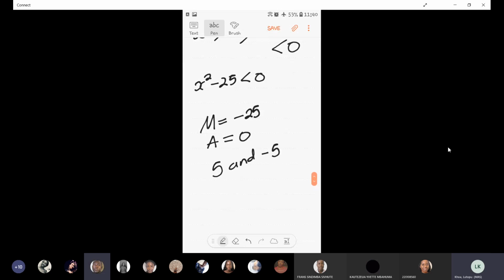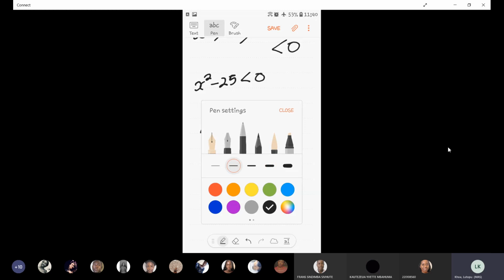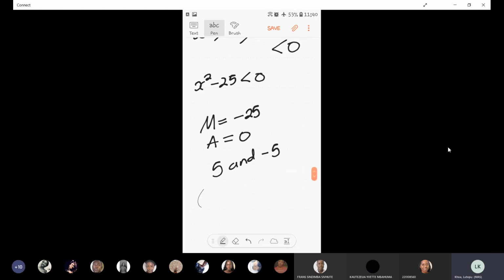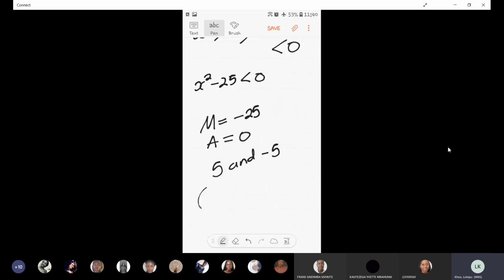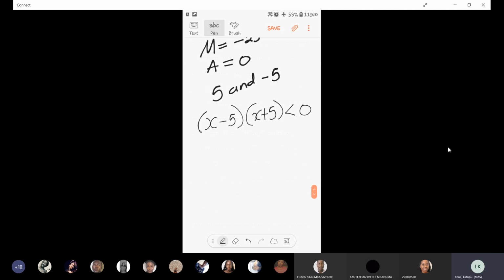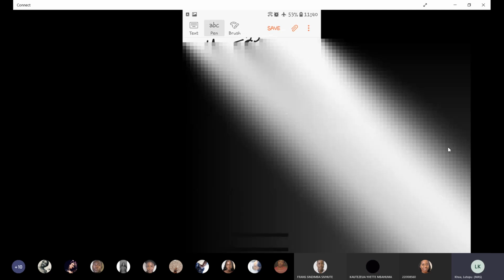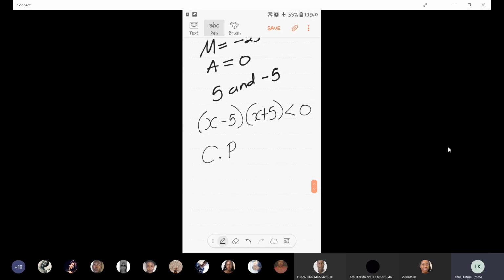So when I factorize this, what I will have is (x minus 5)(x plus 5) is less than 0. Okay, so now that it's factorized and I have 0 on the other side, what I need to do is work out my critical points. The critical points are the values of x that make the factors equal to 0.